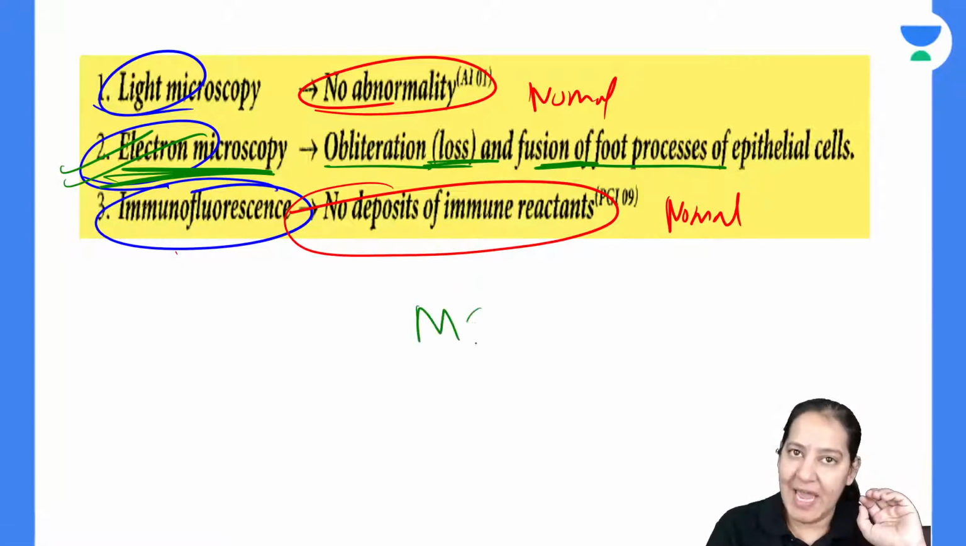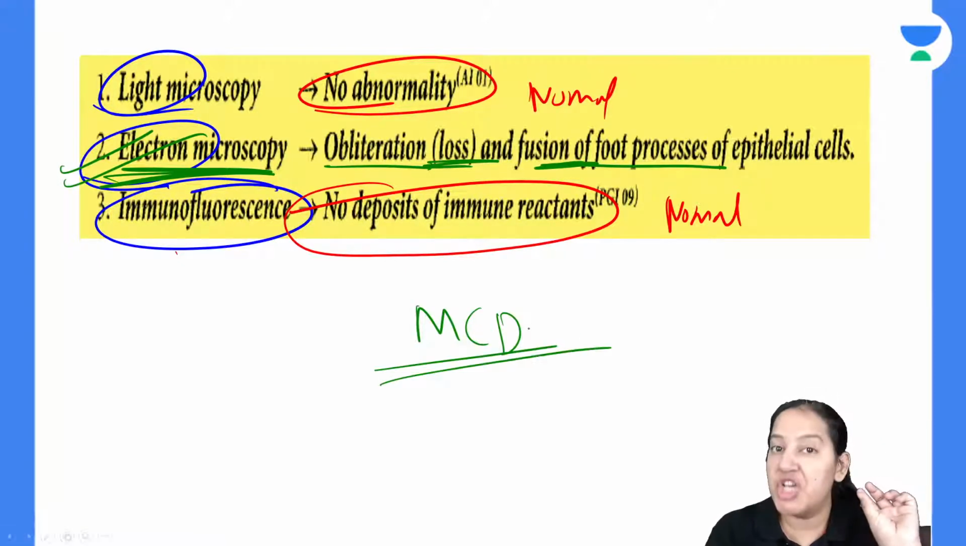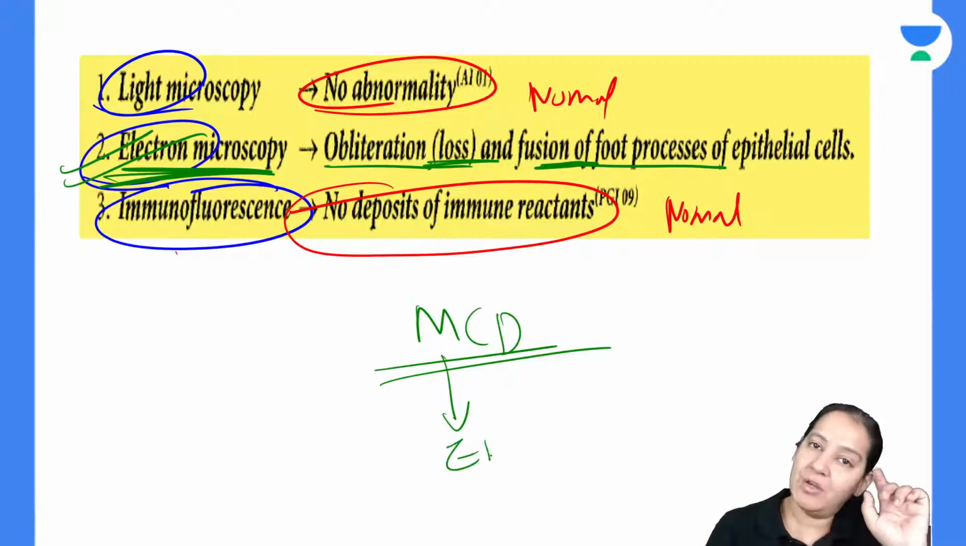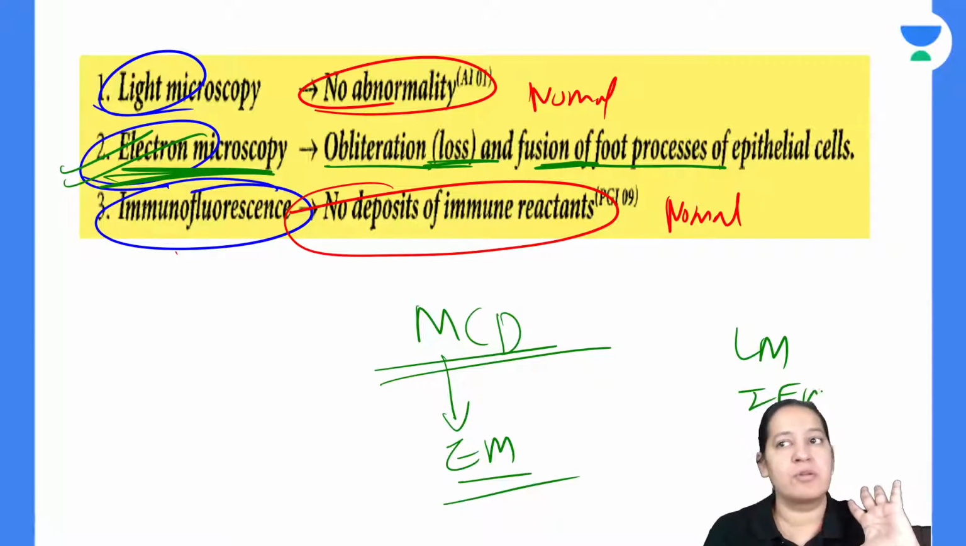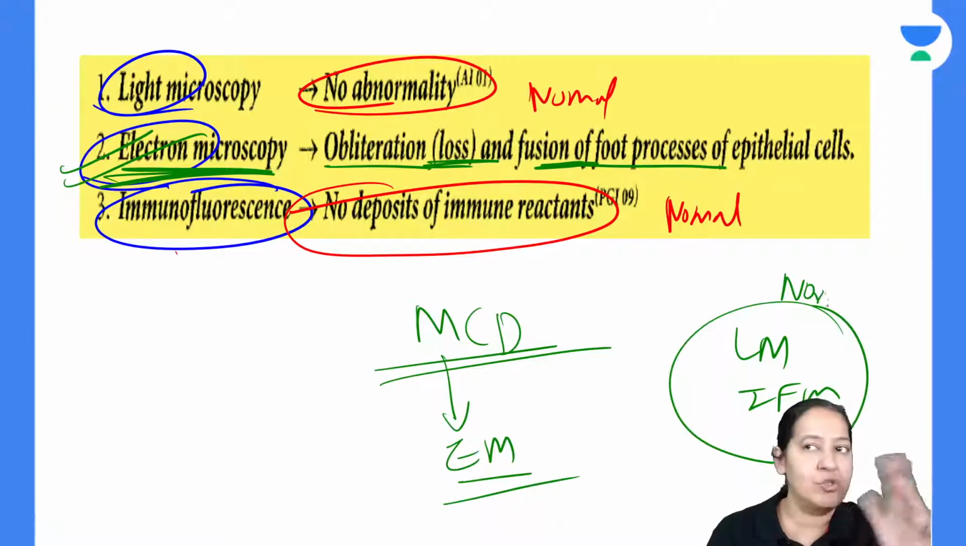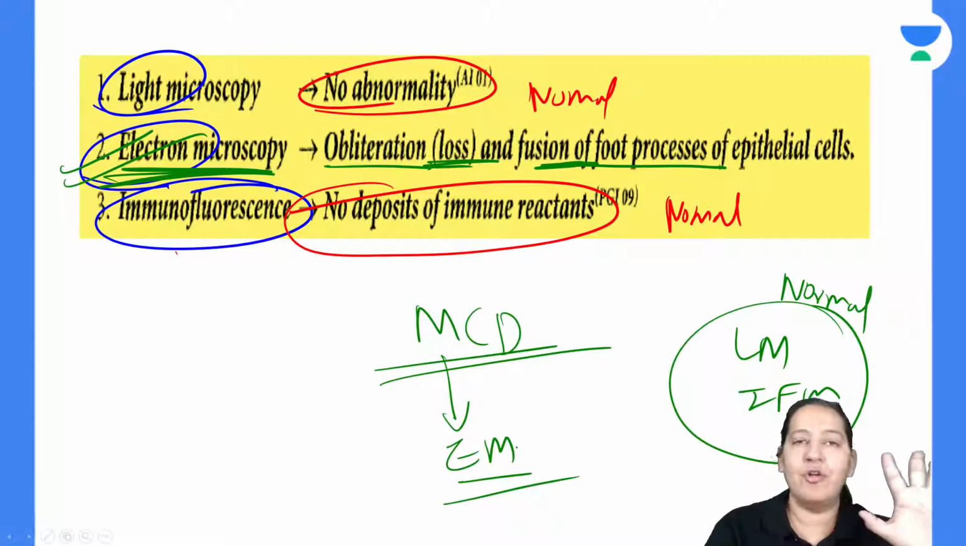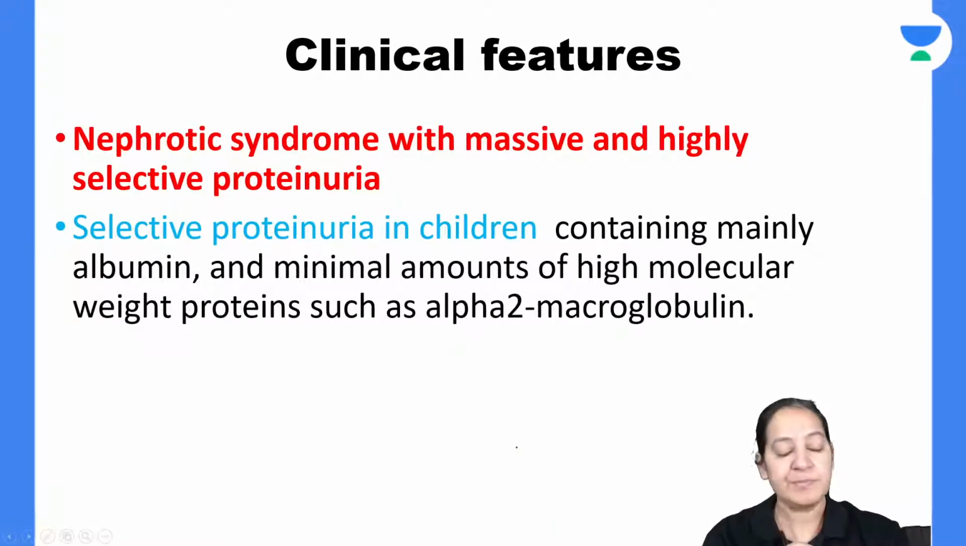So you can say MCD is a disease of children, a glomerulonephritis of children, in which the diagnosis is made only based on electron microscopy. Light microscopy and immunofluorescence microscopy are normal. So no need to do them, right? Only electron microscopy will give you the diagnosis.